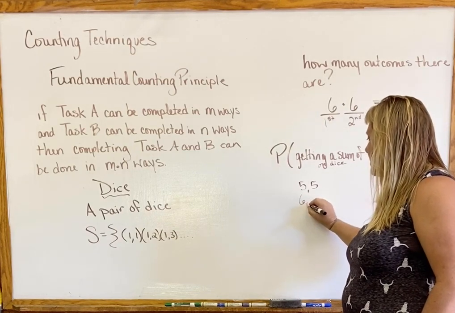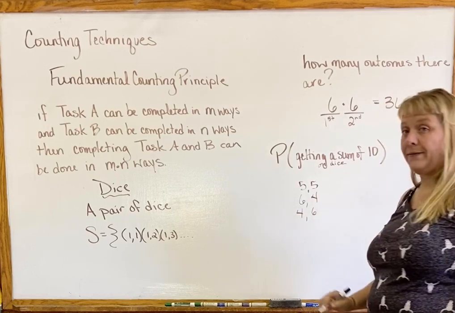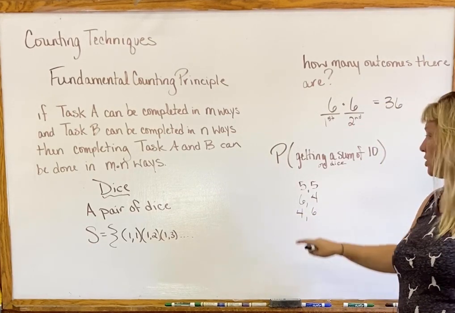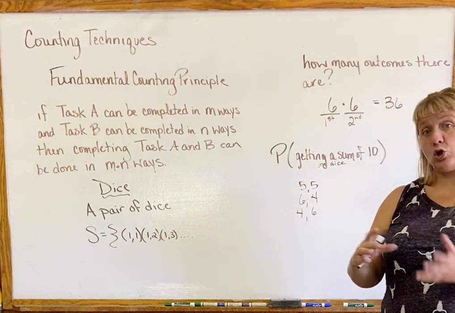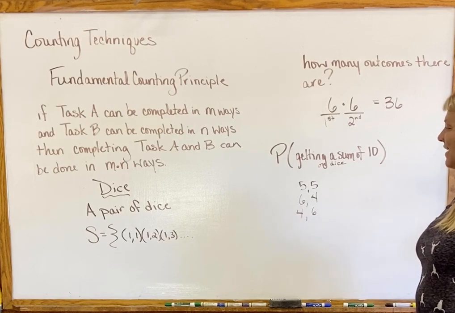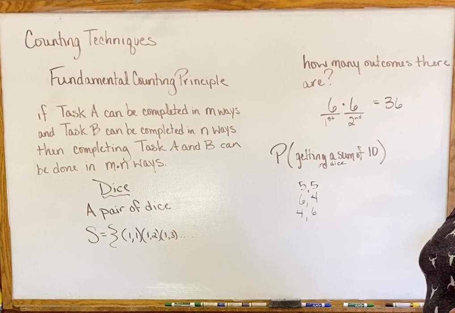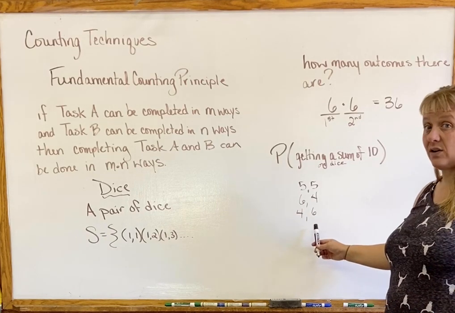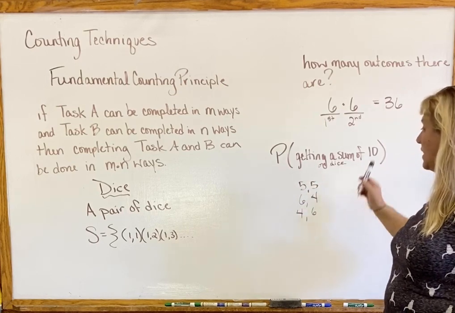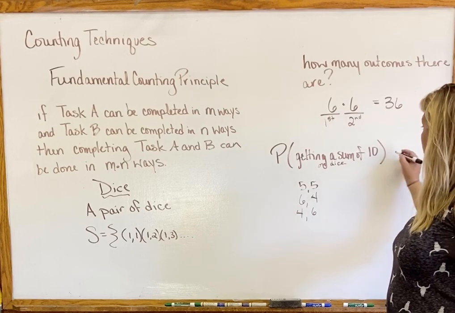Another example would be a 6 and a 4, but we also have to take into account the 4 and the 6, because these are two different dice. So 6 and 4 and 4 and 6 are two different options. Okay, now let's see. How about 7 and 3? Could we use 7 and 3? No, we can't, because is 7 on the die? It's not. So there's actually only three ways that we can get a sum of 10: a 5 and a 5, a 6 and a 4, or a 4 and a 6.